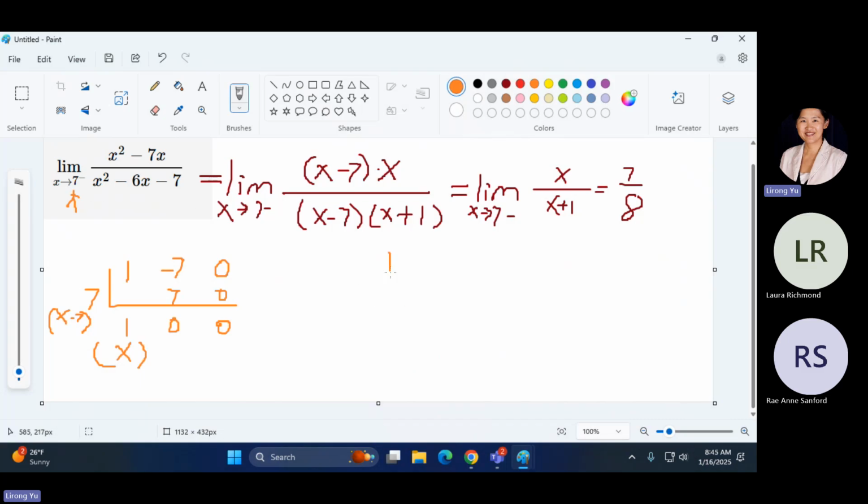On the other one, you have 1, -6, -7, the denominator, and we still put in the 7. You drop down the 1, then 7 times 1 is 7, plus the -6 gives 1, then 7 times 1 is 7, and there's 0. The last row is 1 and 1, so that's x plus 1, which means x minus 7 is multiplied by x plus 1. So this is using synthetic division as an approach to handle the factoring.